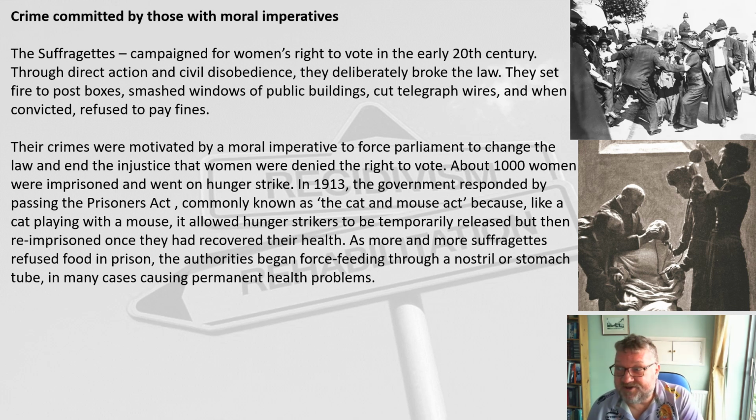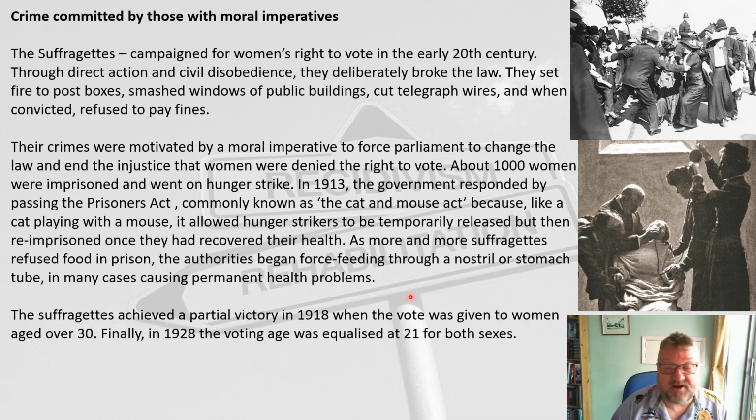And in 1913, the government responded by passing the Prisoners Act, commonly known as the Cat and Mouse Act, because, like a cat playing with a mouse, it allowed hunger strikers to be temporarily released, but then re-imprisoned once they'd recovered their health. And of course, as more and more suffragettes refused food in prison, the authorities began force feeding through the nostril or stomach tube, in many cases causing permanent health problems. There's an example of it.